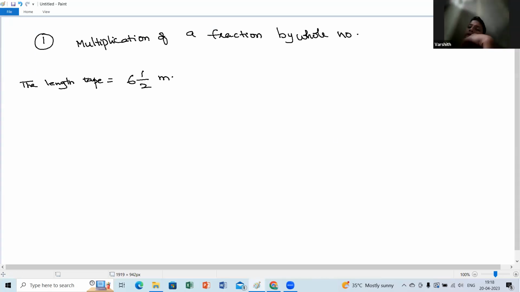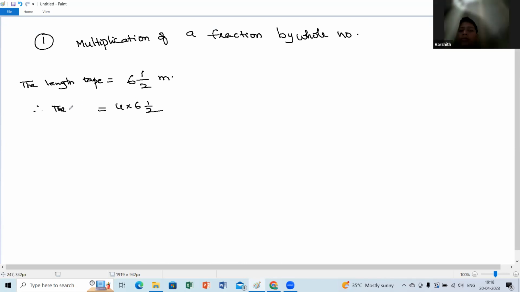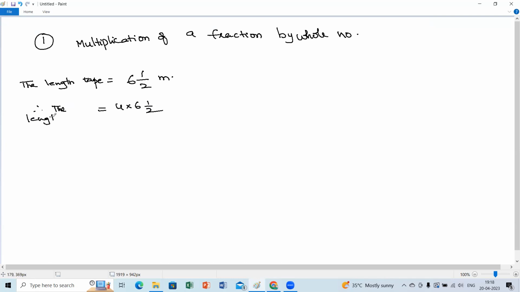6 1 by 2 into 4. Multiply. We should find the length of 4 tapes, therefore we should multiply 4 into 6 1 by 2. Yes or no? For this, we are unable to do it directly. We have to all the time convert mixed to improper, improper to mixed. So 6 2s are 12, 12 plus 1 is 13, 13 by 2. Yes or no?